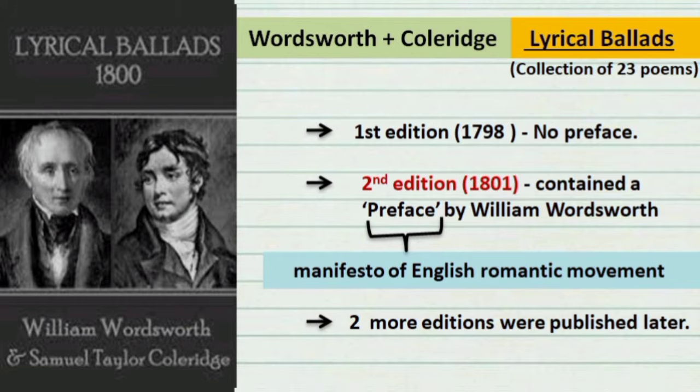Now, when Lyrical Ballads was published in 1798, it did not have any preface. Later on, in the second edition, which was published in 1801, Wordsworth added a preface to the Lyrical Ballads. And this preface contained all the information about this new style of poetry that Wordsworth and Coleridge had introduced through this collection. Thus, the preface published in the second edition, which is also called the 1800 edition, is called the Manifesto of the English Romantic Movement.